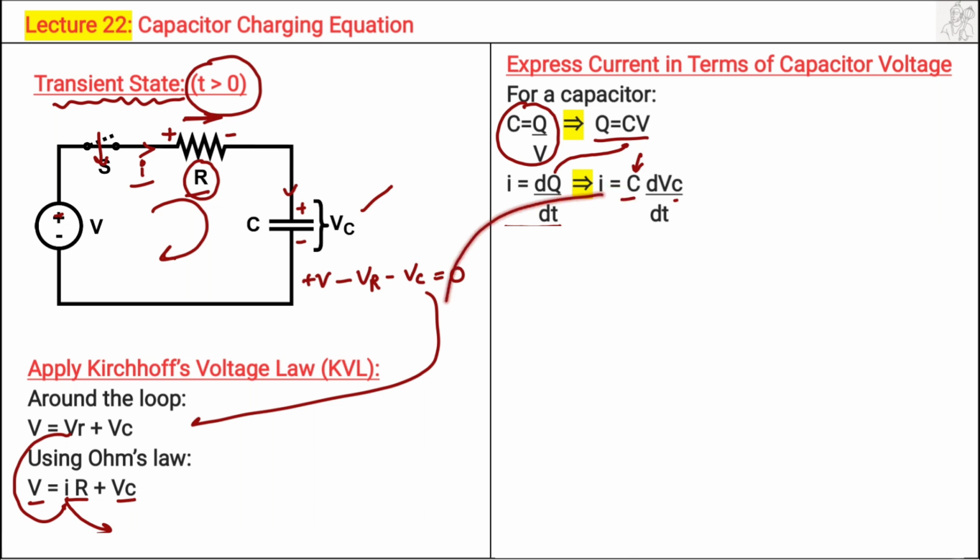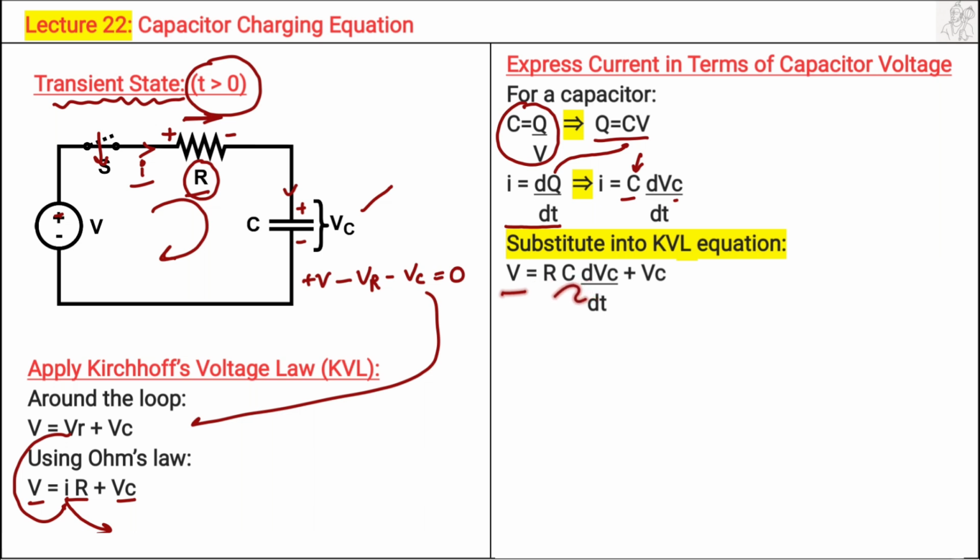So let's substitute this value of I in this equation. It becomes V is equal to RC dVc by dt plus Vc. And when we rearrange this equation, it becomes dVc by dt is equal to (V minus Vc) by RC. dt goes here, V minus Vc goes here. So dVc by (V minus Vc) is equal to dt by RC.